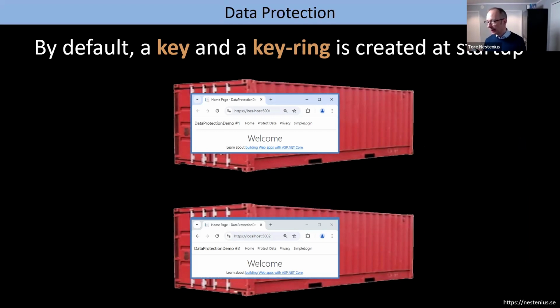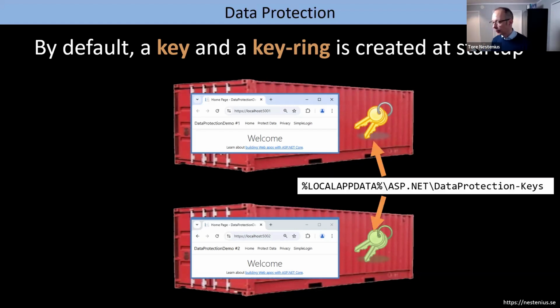it will create an encryption key. So each instance, in this case, maybe you deploy a container, for example. When the container starts up, the application and the data protection API module will create an encryption key for us. And that one is stored in a local path on a local machine.